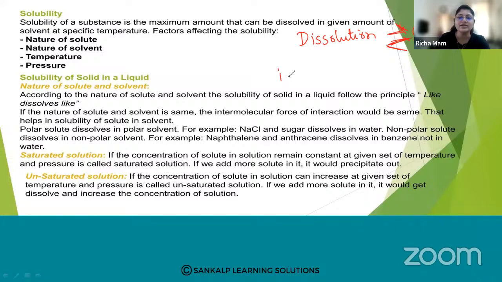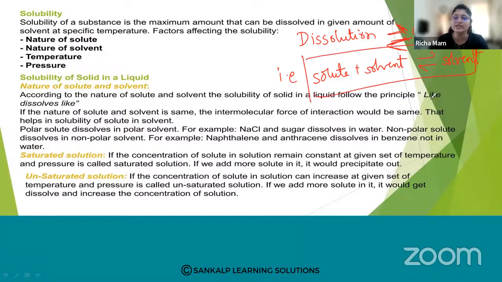So that is your solute plus solvent. Solute plus solvent will give you solution. So an equilibrium will be reached. Such a solution in which a given number of moles of solute particles can be dissolved at a specific temperature is called a saturated solution. So this is called a saturated solution.